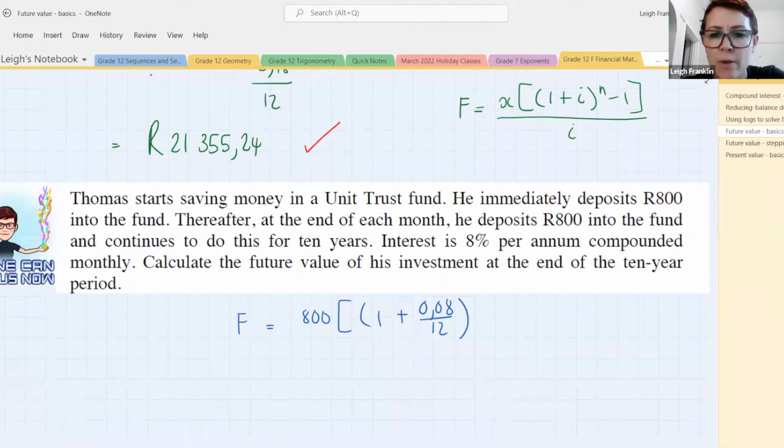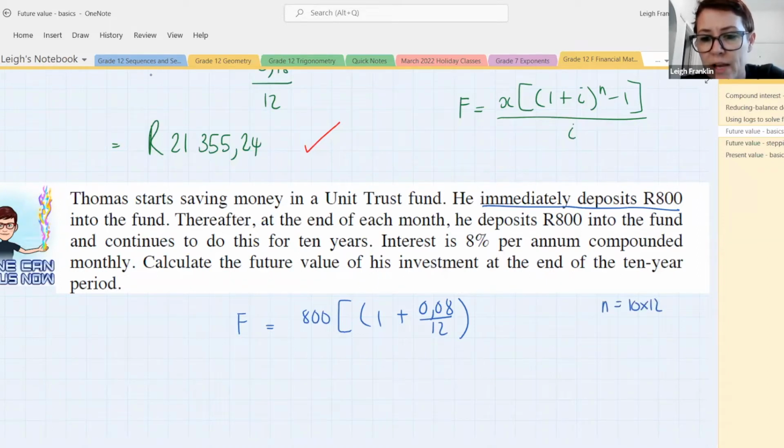So again, going back to the beginning, he immediately deposits 800 Rand. This isn't always the case. There isn't always an immediate deposit. We really do have to read the information that's given to us. And thereafter, at the end of every month, she continues to do this for 10 years. So in other words, N is going to be 10 years.